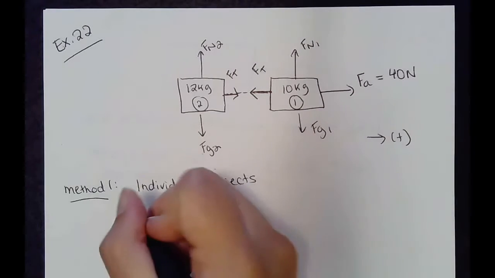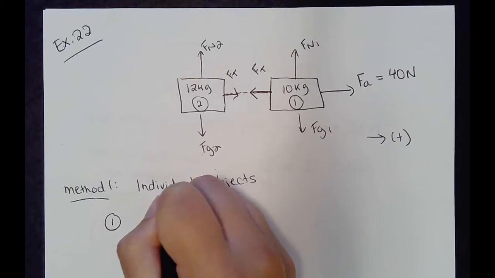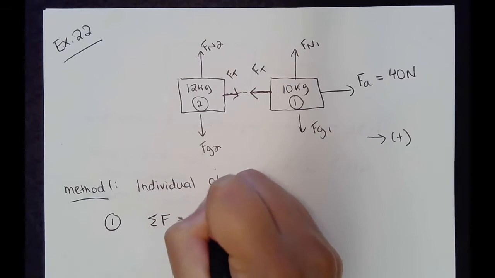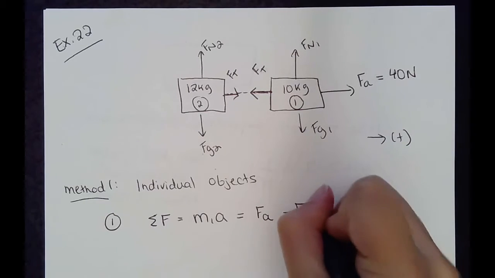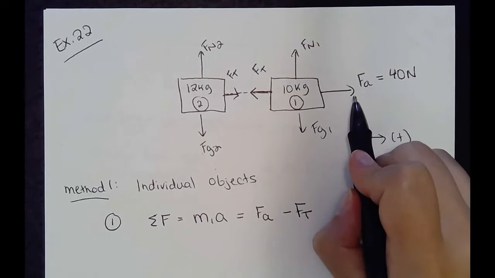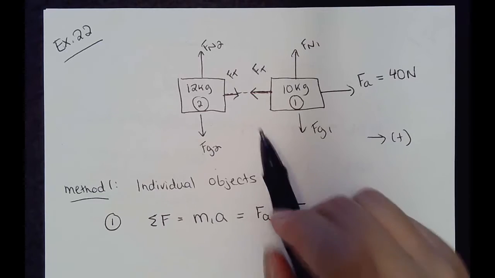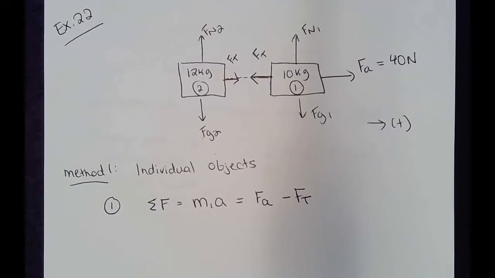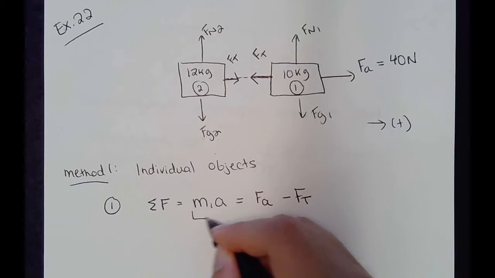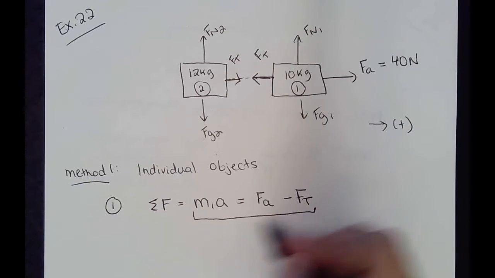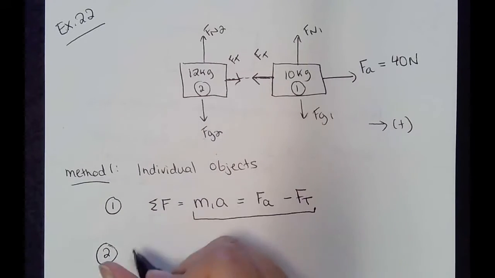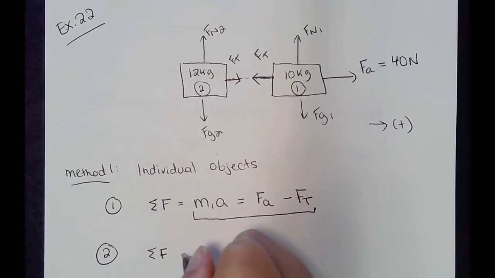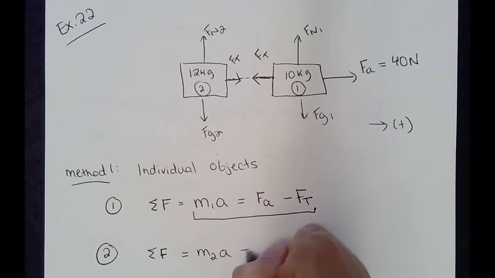So if I look at mass 1, the net force acting on mass 1 is m1a, and this is going to equal Fa minus Ft, since Fa is to the right and Ft is in the negative direction, to the left. Okay, I can't find the acceleration yet because I have an unknown of tension here. If I look at mass 2, I have only tension in that positive direction. The sum of the forces on mass 2 is m2a, which equals the tension.